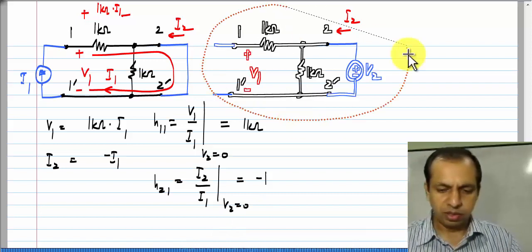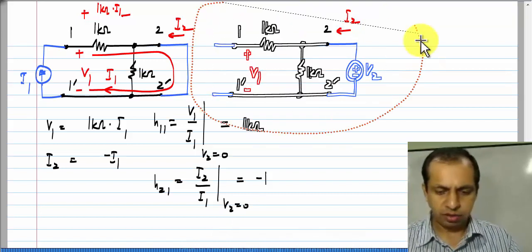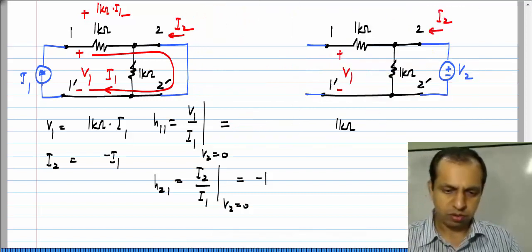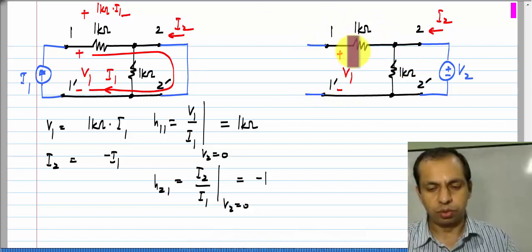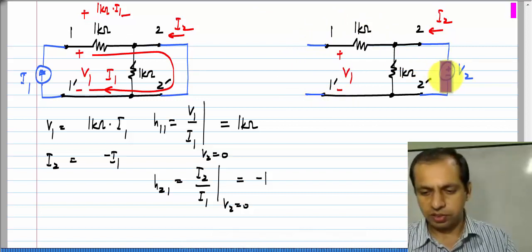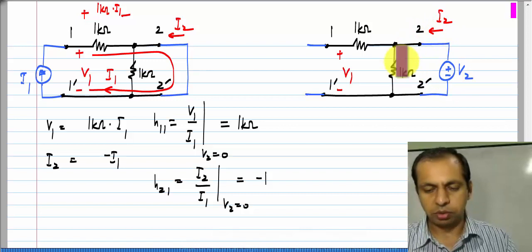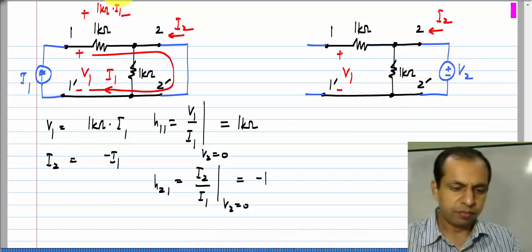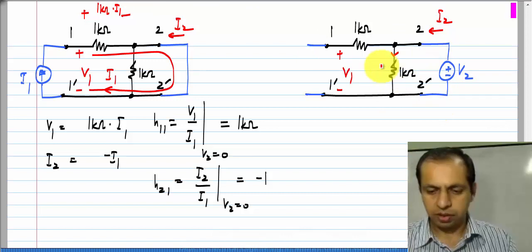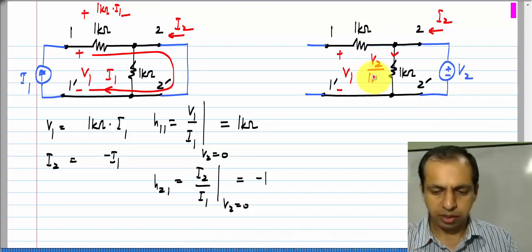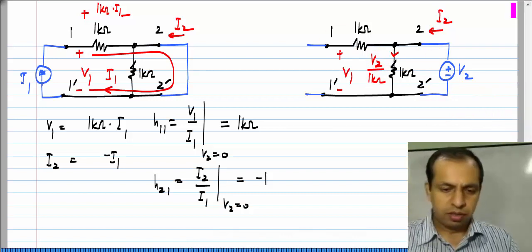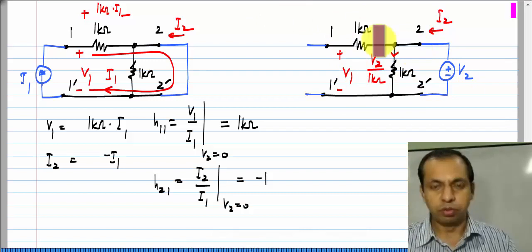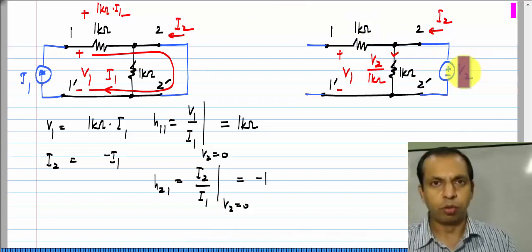Now, coming to the second case over here. So, here this 1 kilo ohm is in series with an open circuit. So, no current flows through that. All of this I 2 is simply the current through this 1 kilo ohm, and V 2 appears across the 1 kilo ohm resistor. So, the current here is nothing but V 2 divided by 1 kilo ohm, and V 1 equals V 2 because no current is flowing through this 1 kilo ohm resistor.